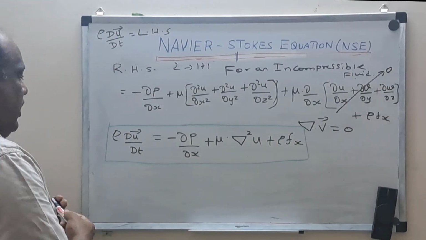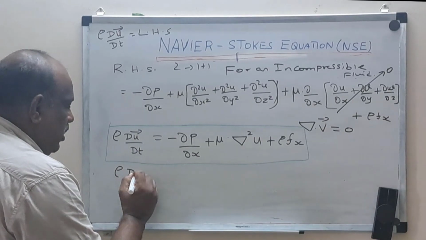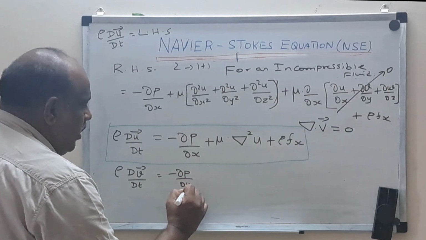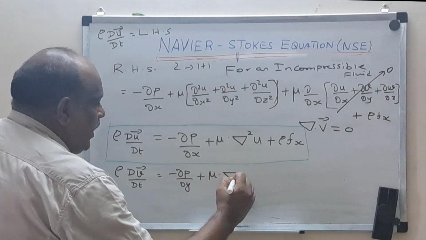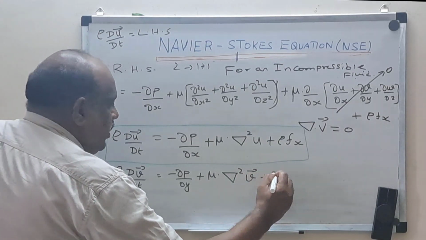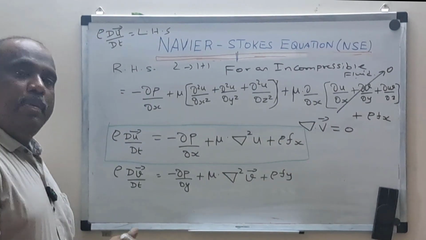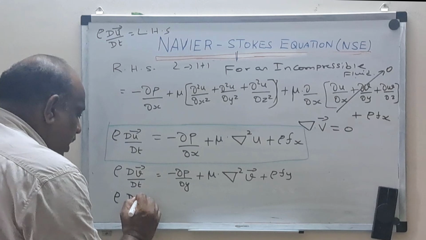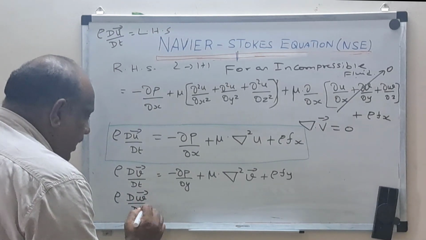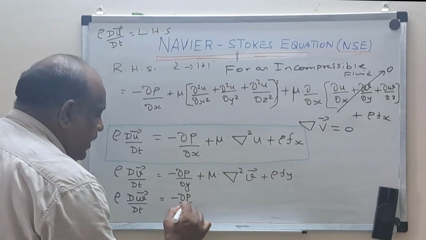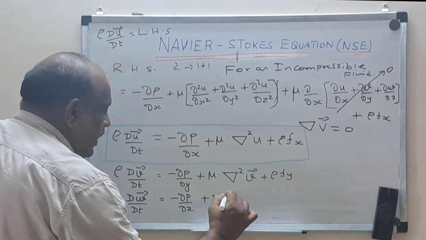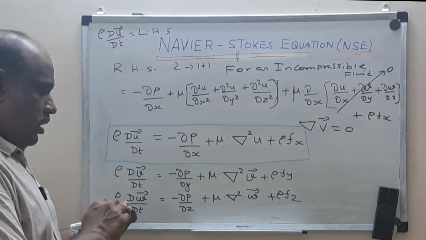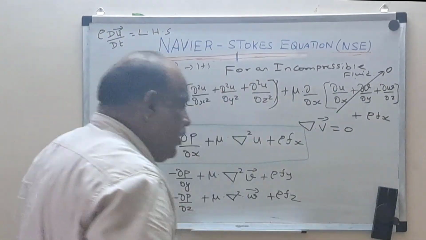Similarly, if you are going to derive, then I will end up with what? ρ into dv/dt will be equal to minus ∂p/∂y plus μ into del squared v plus ρ into fy. This equation is called as what? Y momentum equation for an incompressible fluid. Then I can write it for what? ρ into dw/dt is equal to minus ∂p/∂z plus μ into del squared of w plus ρ into fz. So now this equation gives me the z momentum equation for an incompressible fluid.